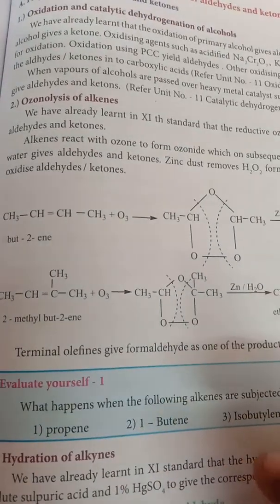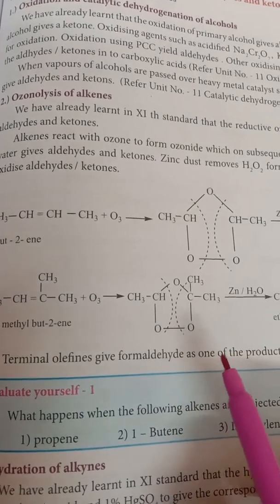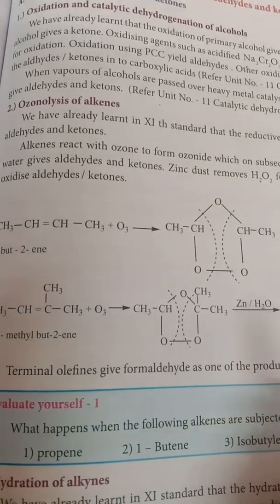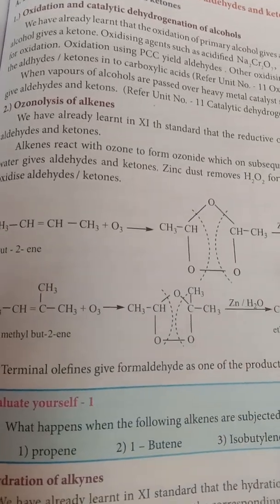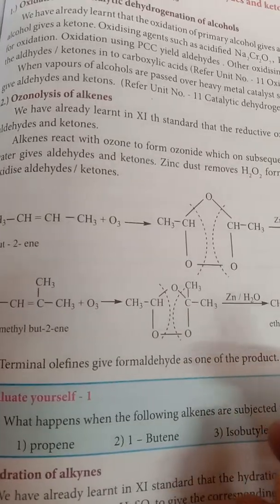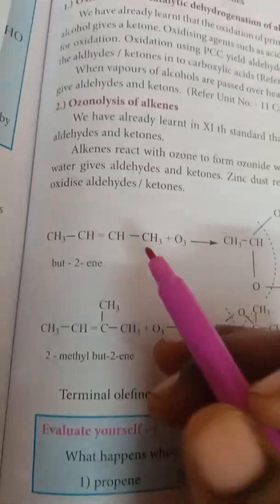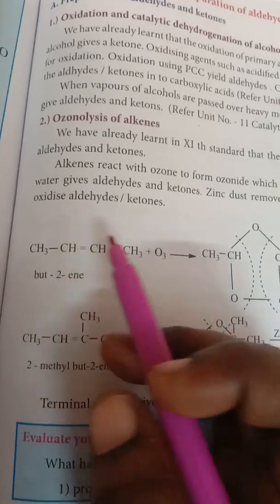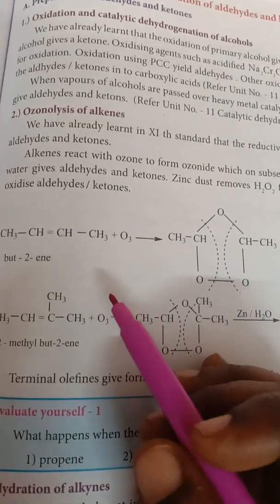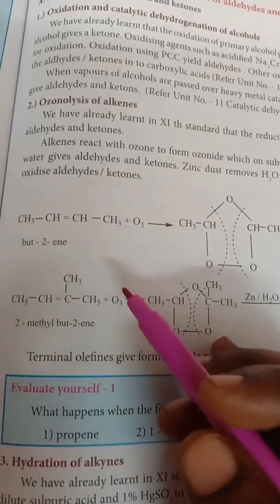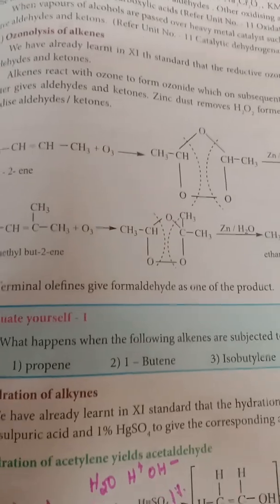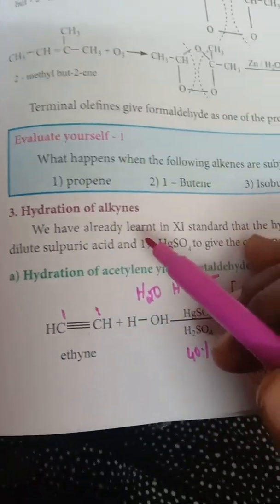If you want formaldehyde as a product, you have to use olefins. Olefins are nothing but alkenes. If you use terminal alkenes, that is smaller alkenes, you get formaldehyde. Here we have used butene. Instead of a long chain, if you use a short chain, that means a carbon with one carbon, you will get formaldehyde as a product.